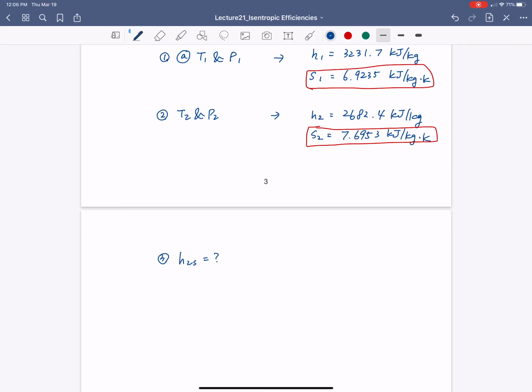So what we know about this fact is the entropy at the exit of the ideal turbine should be equal to the entropy at the inlet, which is 6.9235 kilojoule per kilogram Kelvin. Now, how do you know where that point is located? How can you tell the location of the exit of the ideal turbine? What would you do?